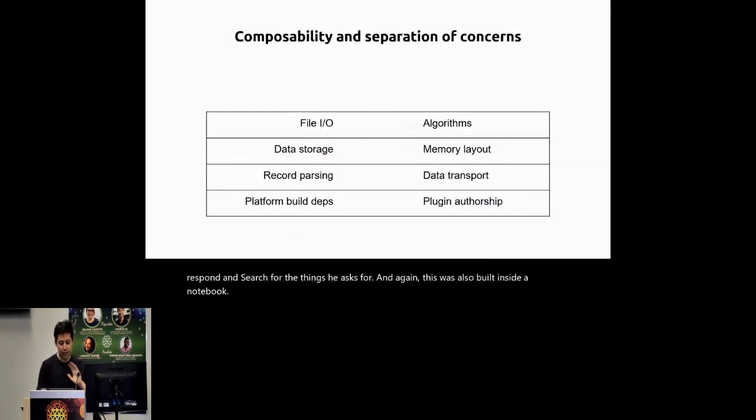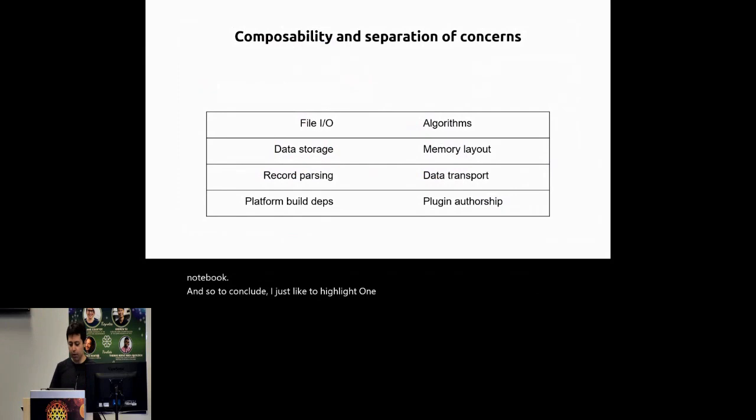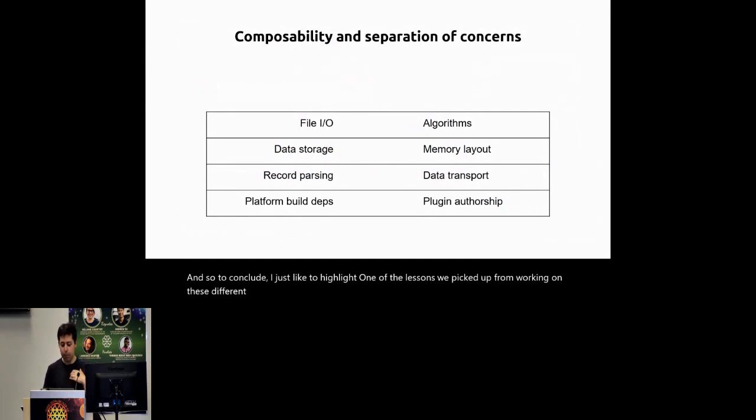And so to conclude, I'd just like to highlight one of the lessons we've picked up from working on these different tools. I find that one of the biggest and most frustrating sources of friction in our work comes from highly coupled concerns that ought to be separated. And we have file I/O from algorithms, data storage from memory layout, and what I just showed you was really platform build dependencies from plugin authorship. Like the difference between an extension and a plugin. If you really want an ecosystem to thrive, you have to split those things up.